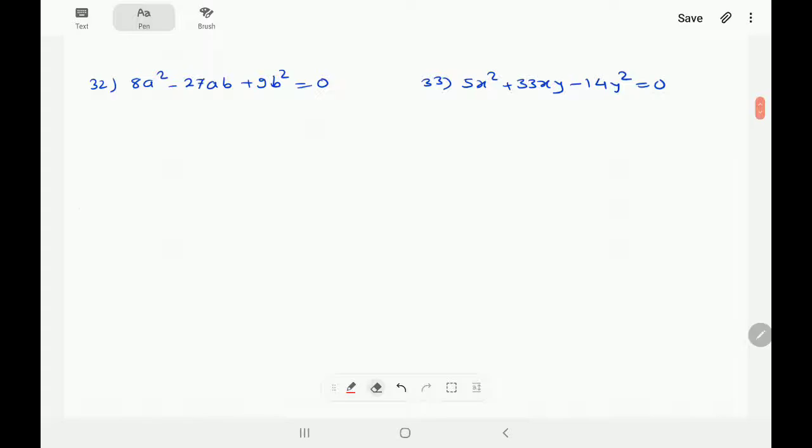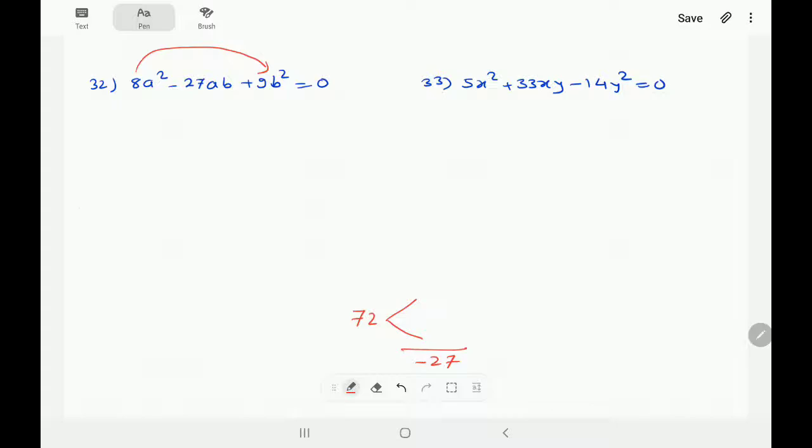Next one. These are two different types of questions, really not similar to the questions we have discussed, but not a big deal. Let's try solving it. The process remains the same. Okay, so 8 into 9 is 72. 72 to be factorized to get minus 27. The process remains the same.